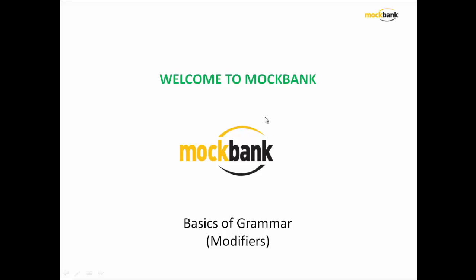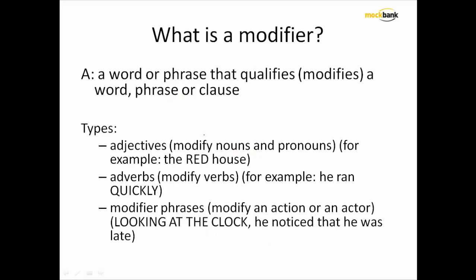In this very first video of modifiers, let us try to understand what exactly is the definition of a modifier, because this is one question that you will always find in the sentence correction problems. So let's see this. What exactly is a modifier? A modifier is a word or phrase that qualifies, or say modifies, a word, phrase, or say a clause. If you do not understand this definition, let us first try to understand what are the types.